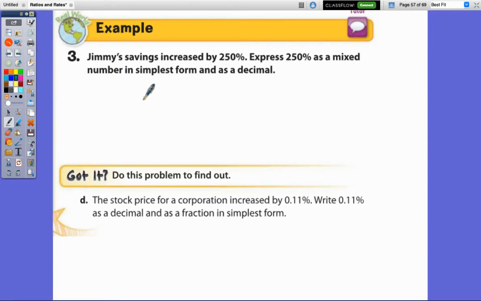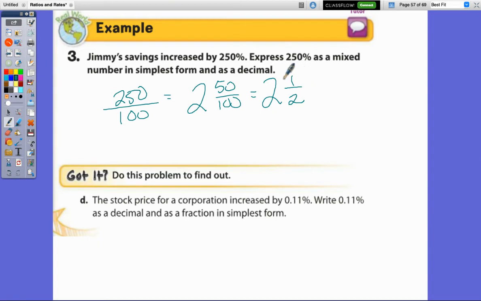Okay, so example 3. Jimmy's savings increased by 250%. Express 250% as a mixed number in its simplest form. So we do the same thing, 250/100. This gives me 2 wholes, and 50/100. We know that this is the same as 5/10, which can be simplified to 2.5. We have learned, because we memorized those benchmark fractions, that 1/2 is the same thing as 0.5.